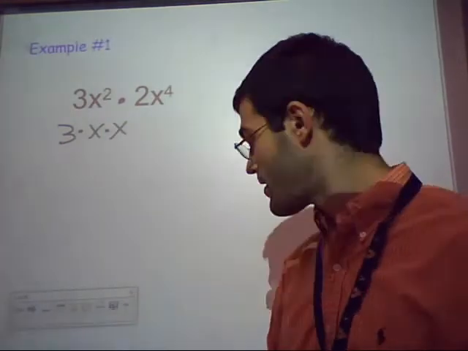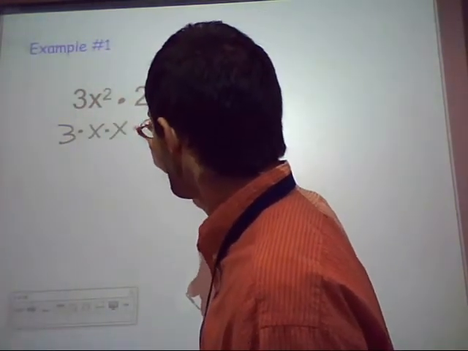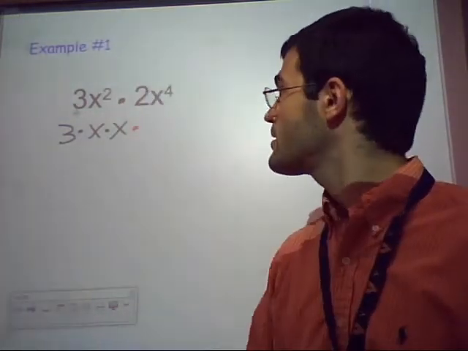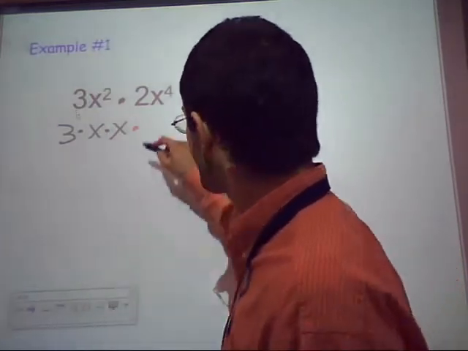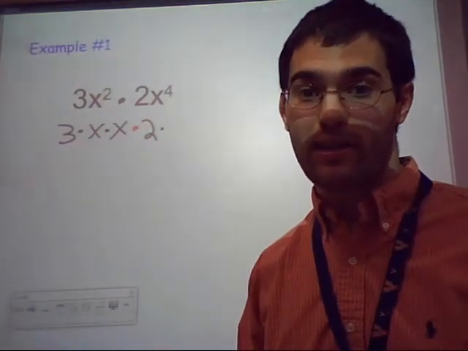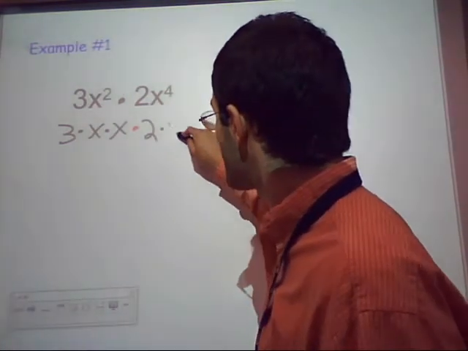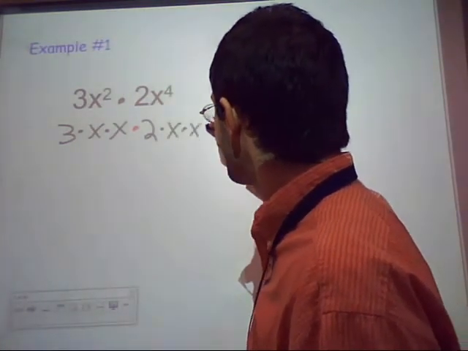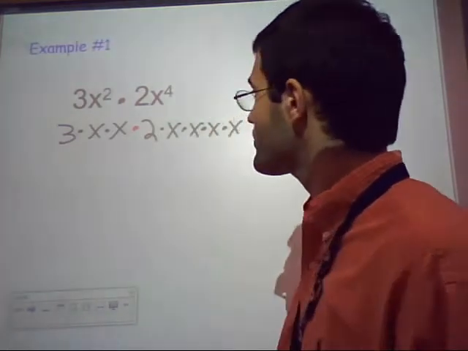2x is being multiplied. All right, we'll bring down our other multiplication symbol here. I'm going to write it in a different color to distinguish. And then let's rewrite 2x to the power of 4. That would simply be 2 times... how many times are we going to multiply x on this side? 4 times, because the exponent is 4. So I'm going to write 4 x's being multiplied: x times x times x times x.